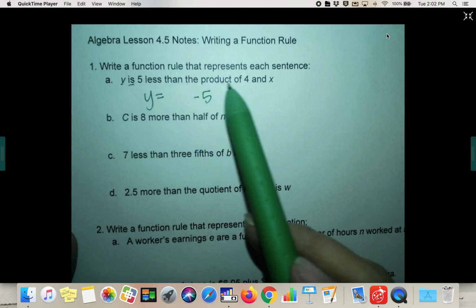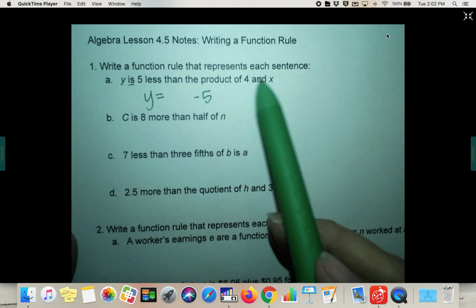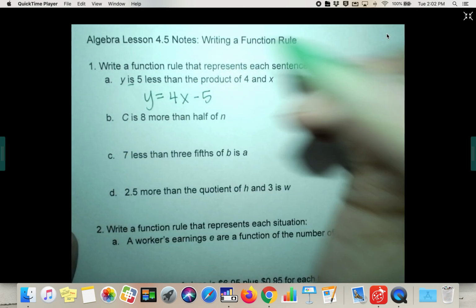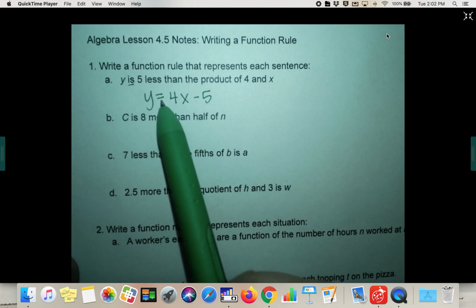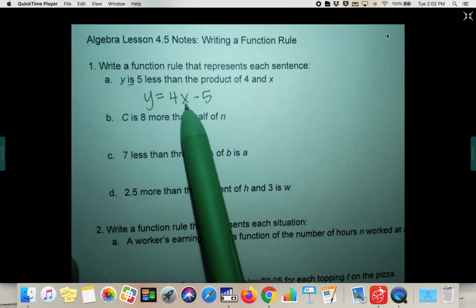The product of 4 and x. Product means multiply. So I'm going to squish these together to represent multiply, and it should be 4x. So y is 5 less than the product of 4 and x.